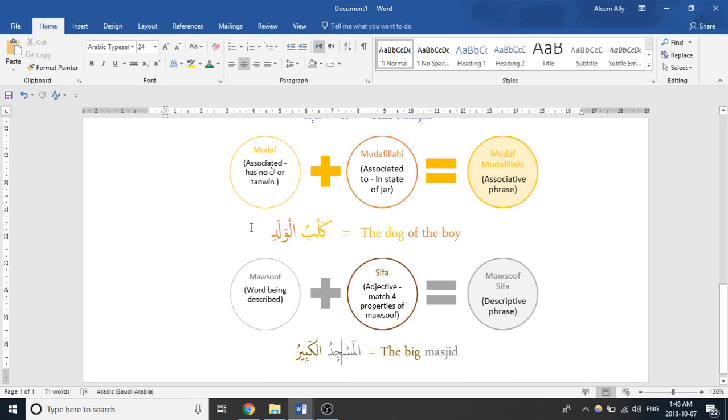So let's say you have a mudaf ilayhi, right? So kalbul waladi. If I want to describe kalbu, I would have to put the sifa afterwards, and it would have to match the 4 properties of kalbu, right? Because mudaf and mudaf ilayhi can never be separated. So you're just going to have to look at the word that comes after this phrase and try and match it in the 4 properties.